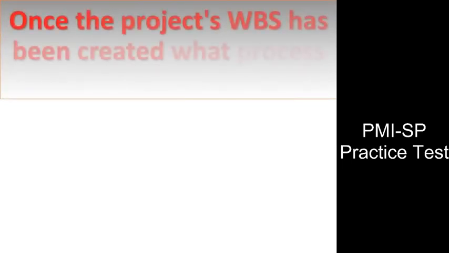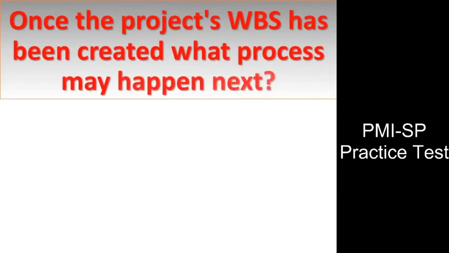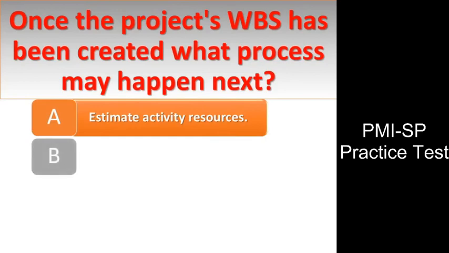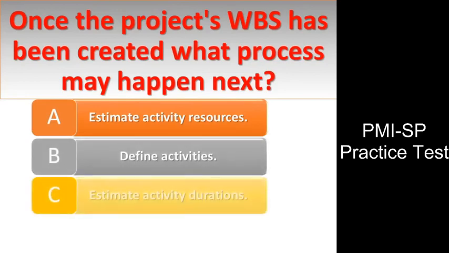Question number 1. Once the project's WBS has been created, what process may happen next? A. Estimate activity resources. B. Define activities. C. Estimate activity durations. D. Sequence activities.